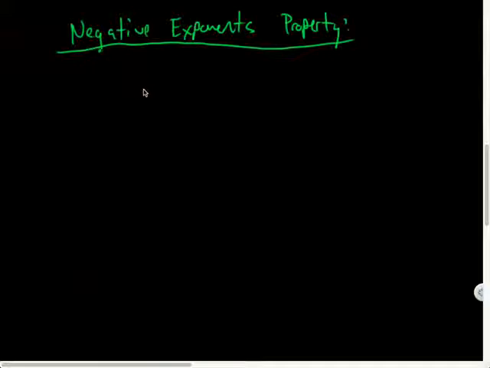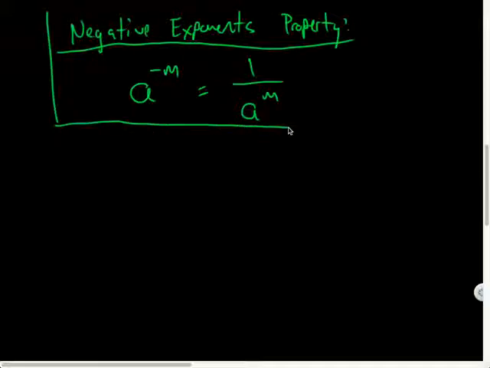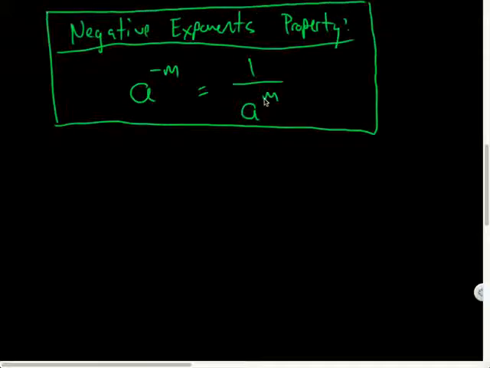So let's see. Negative exponents. If I have a to the negative mth power, turns out that that's the same as 1 over a to the mth. Okay? That's a good property to know. So that would have helped us do that one homework problem that was in the previous video. So we've got that. That's nice.